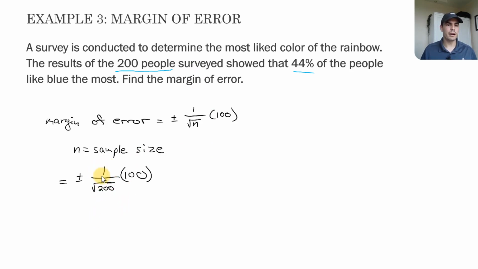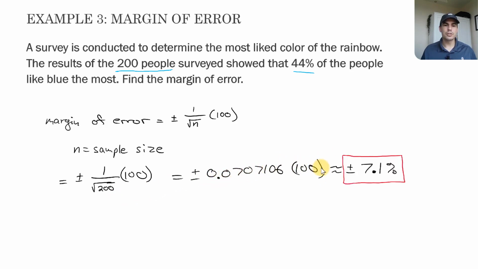So I'm just going to plug in 200 into n here. So I've got 1 divided by square root of 200 times 100. And 1 divided by the square root of 200 is about 0.0707 and some more decimals. Times that by 100. And again, remember I said we're calculating a percentage with this margin of error. So it's going to be about plus or minus 7.1%.